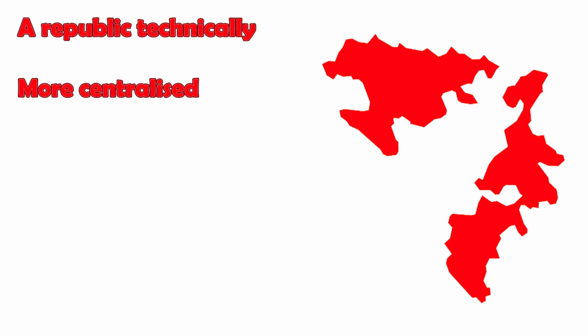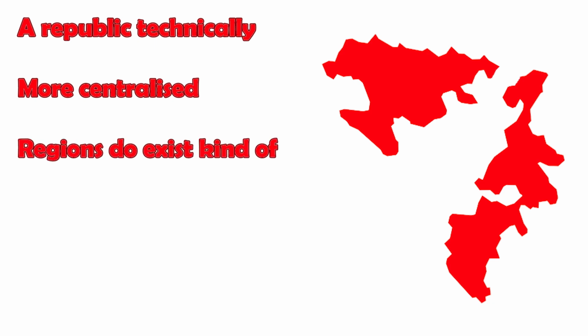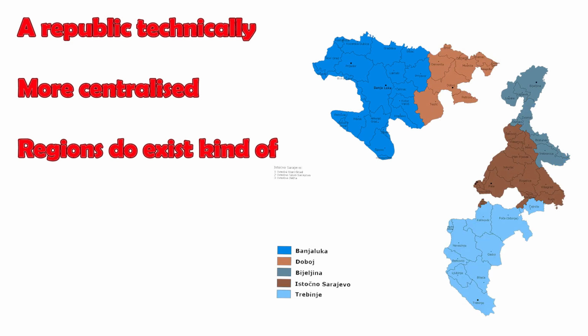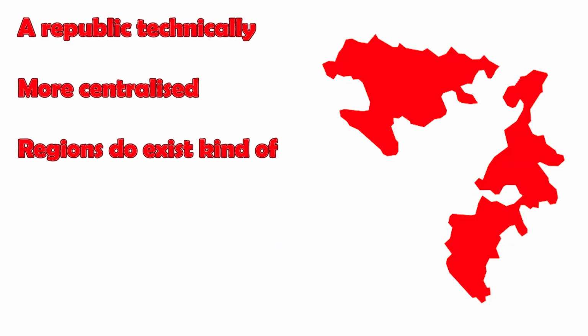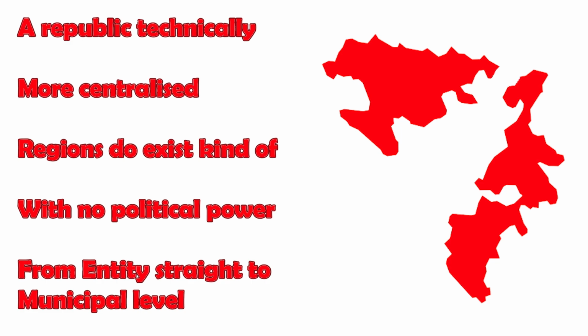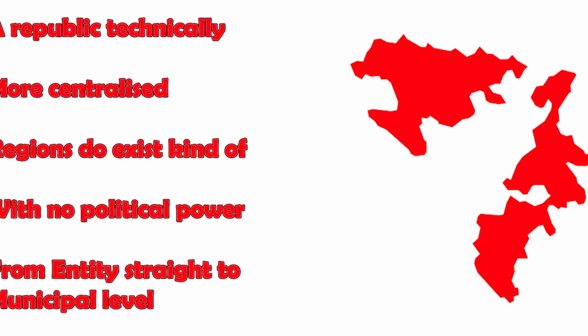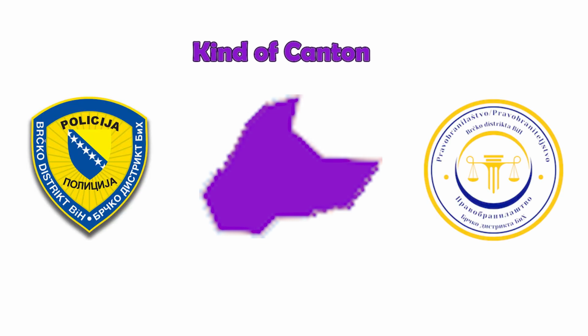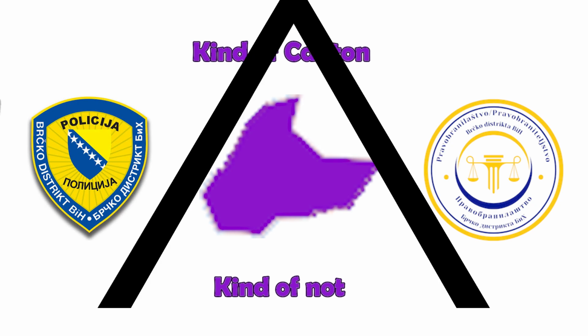For example, they are technically divided into regions, but depending on the institution, the number of regions and their shapes may vary wildly. And for all intents and purposes, the regions have no political power and are simply organizational. Instead, Republika Srpska generally acts directly from the entity level onto the municipal level. Finally, the district kind of acts as its own independent canton because it has its own ministries and municipalities like the cantons, with some extra privileges otherwise reserved for the entities.